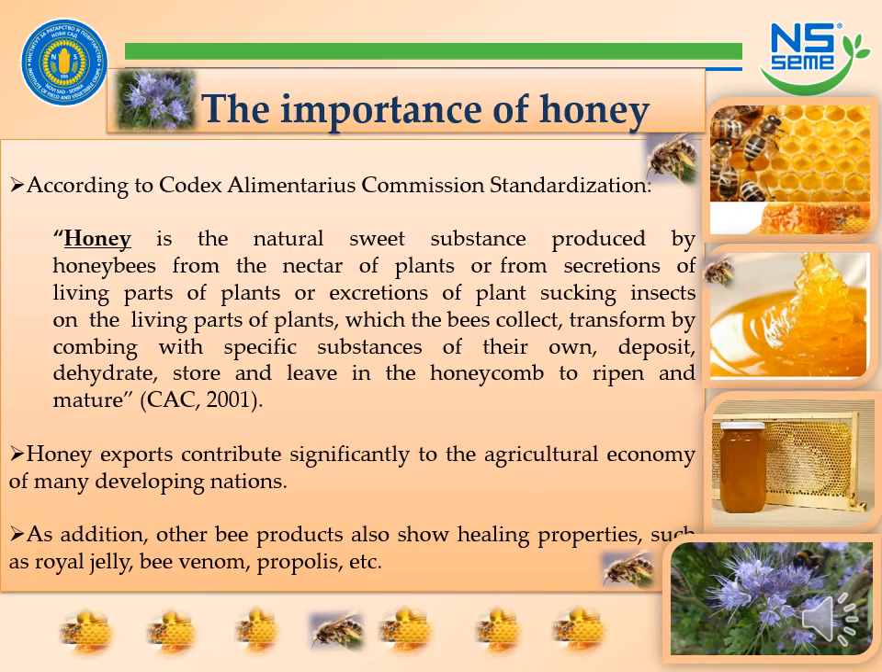According to the Codex Alimentarius Commission Standardization, honey is the natural sweet substance produced by honeybees from the nectar of plants or from secretion of living parts of plants or excretion of plant-sucking insects on the living parts of plants, which the bees collect, transform by combining with specific substance of their own, deposit, dehydrate, store, and leave in the honeycomb to ripen and mature.